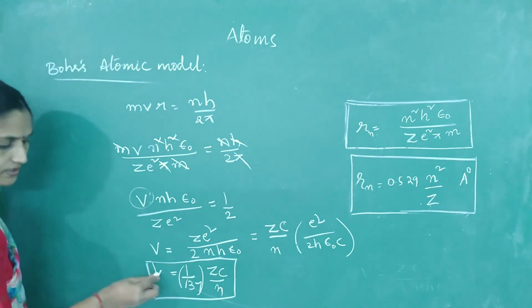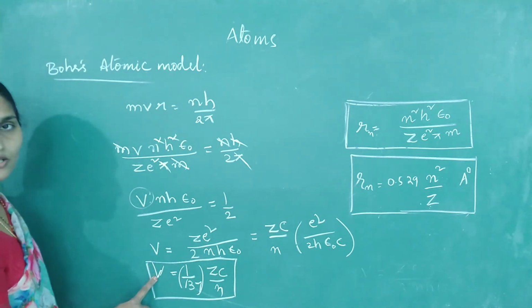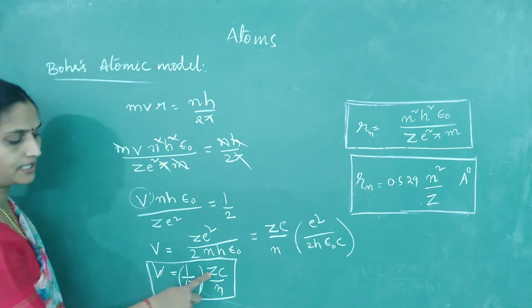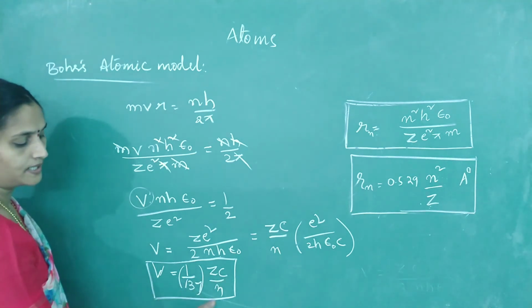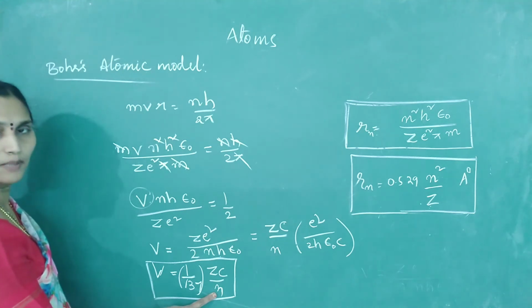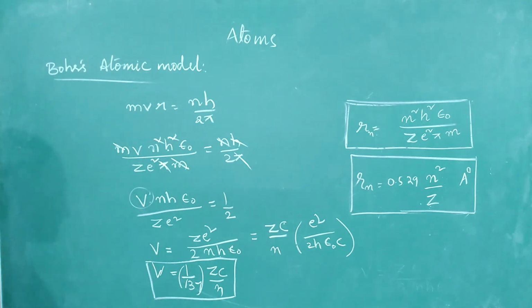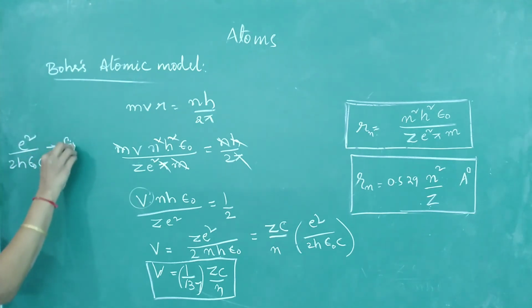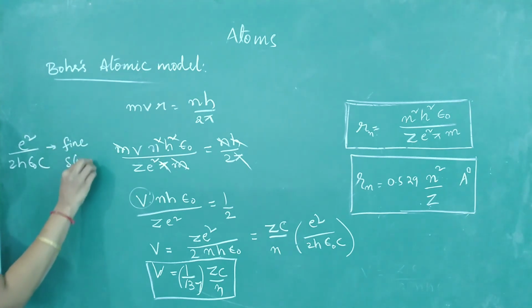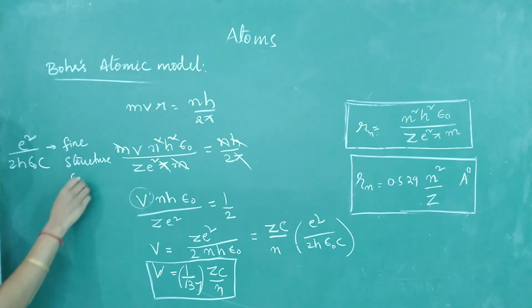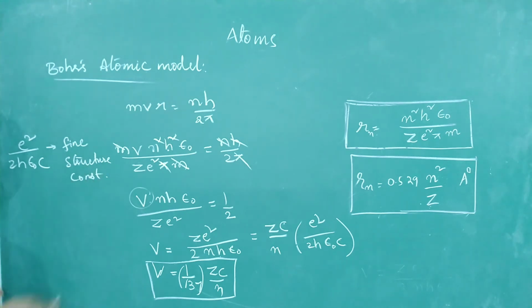Again, we will be using this relation for finding out the velocity of electron in nth orbit. Z is the atomic number, c is the speed of light, and n gives you the principal quantum number. And we call this 1 by 137, that is e square by 2h epsilon naught c, the fine structure constant. Sometimes in objective pattern you get this: identify which of the following represents the fine structure constant. So remember it, e square by 2h epsilon naught into c.